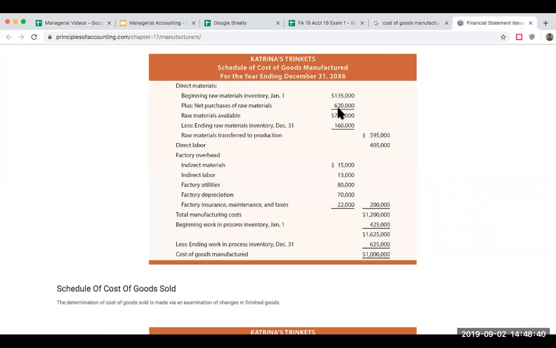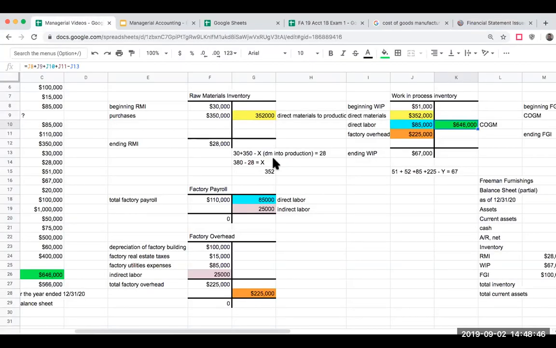So this is a more formalized statement. If you have an instructor that's looking for something like this, I would still use the T accounts, because, to me, it gives a better understanding of the process flow.